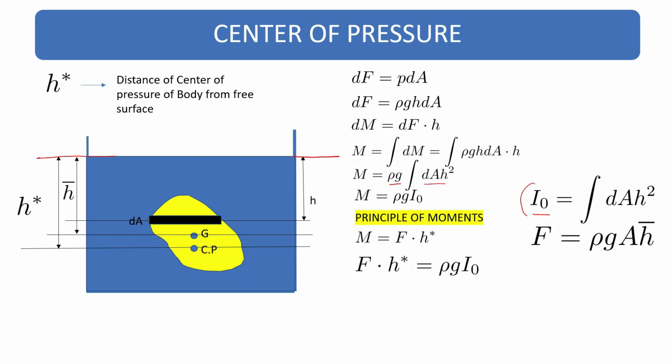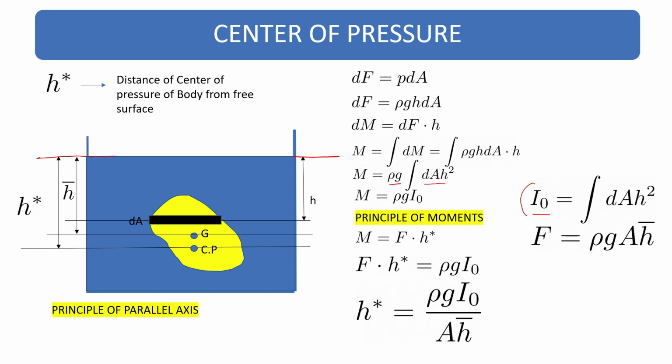So F into h star is equal to rho g into I0. So h star will become rho g I0 by A h bar. So this is the formula for the center of pressure.